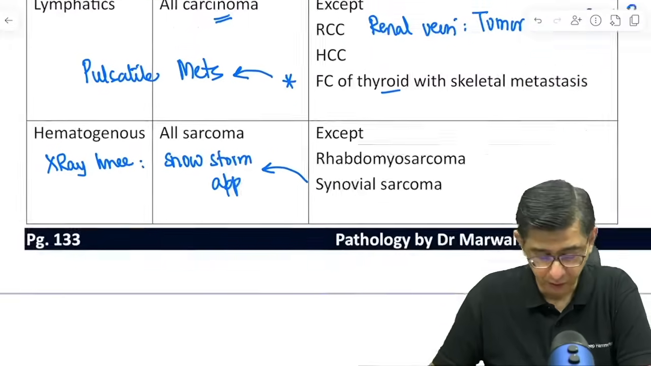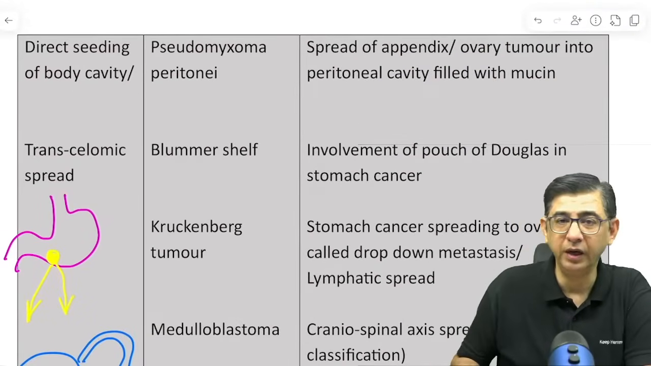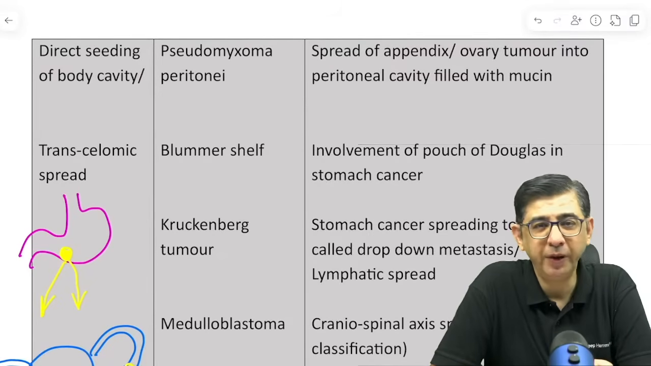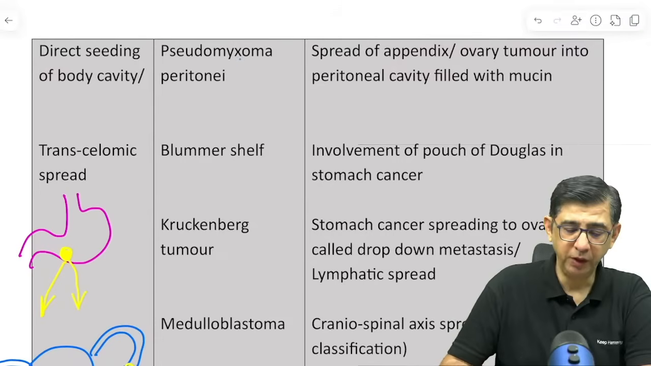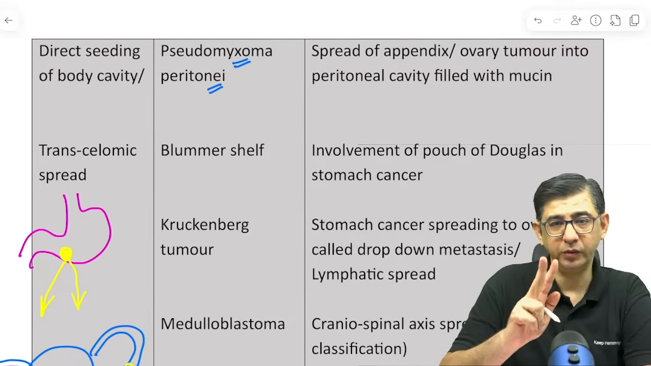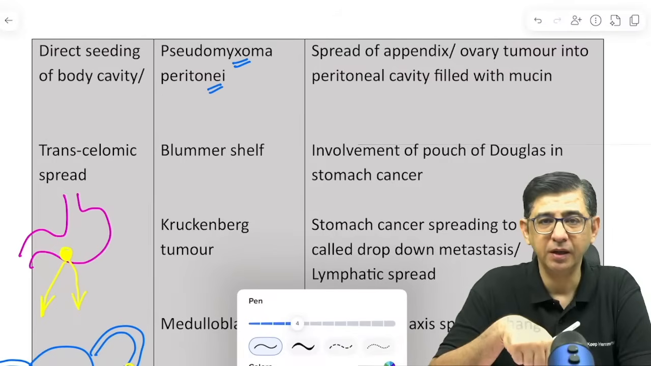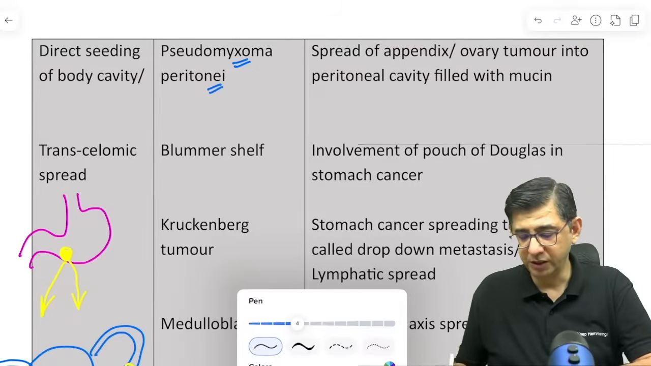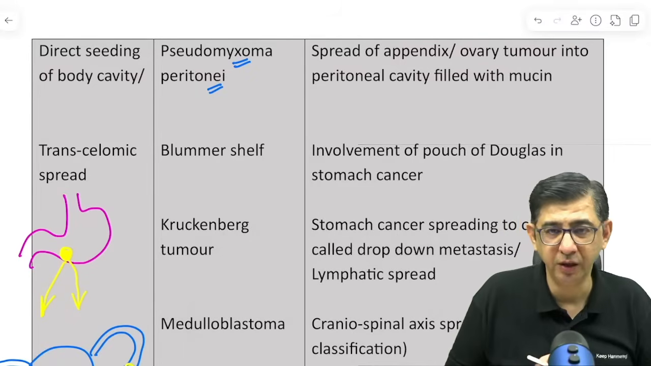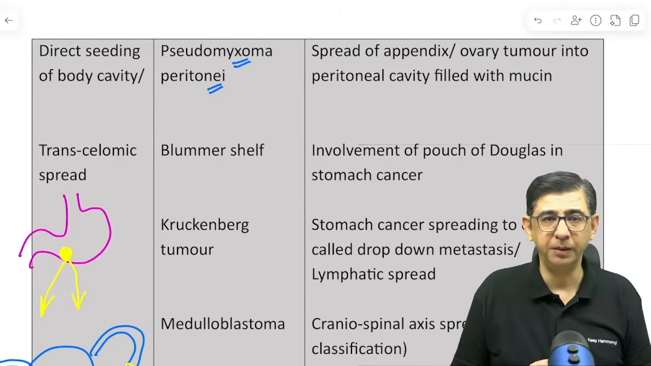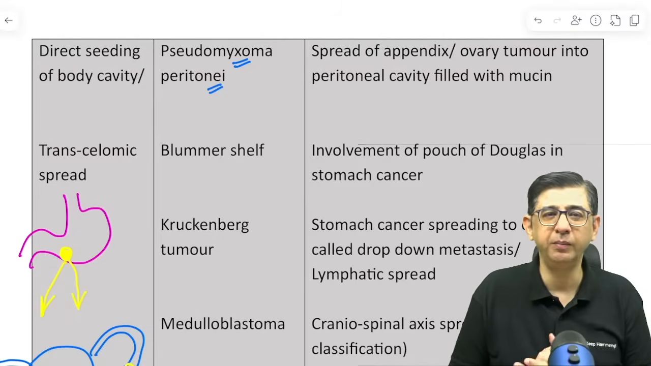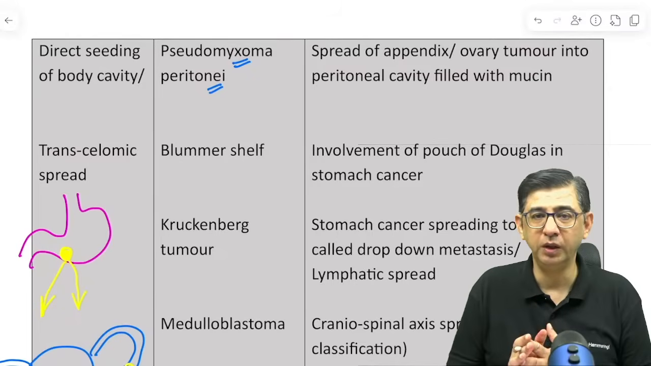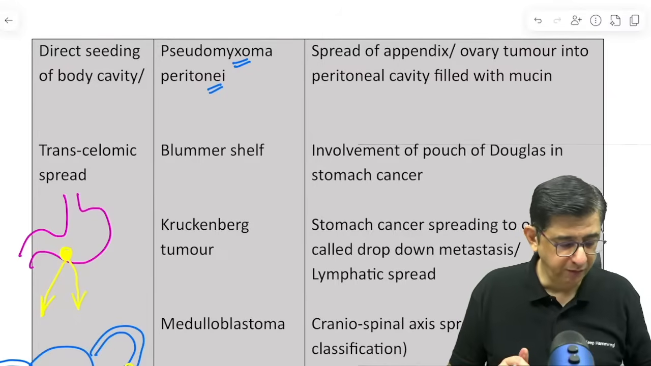Once we talked about the routes of spread, then comes what they again love to ask, that is direct seeding of the body cavity. Direct seeding of the body cavity would mean the peritoneal cavity. First we read pseudomyxoma peritonei, which we read twice. First we read it with the appendix, right? Pseudomyxoma peritonei is an appendicular tumor, because traditionally we read appendicular carcinoid, but today I'm talking about a tumor of the appendix which can rupture, or we can also read this from the perspective of an ovarian tumor which will burst, and therefore the mucin content will spread into the peritoneal cavity of the patient.